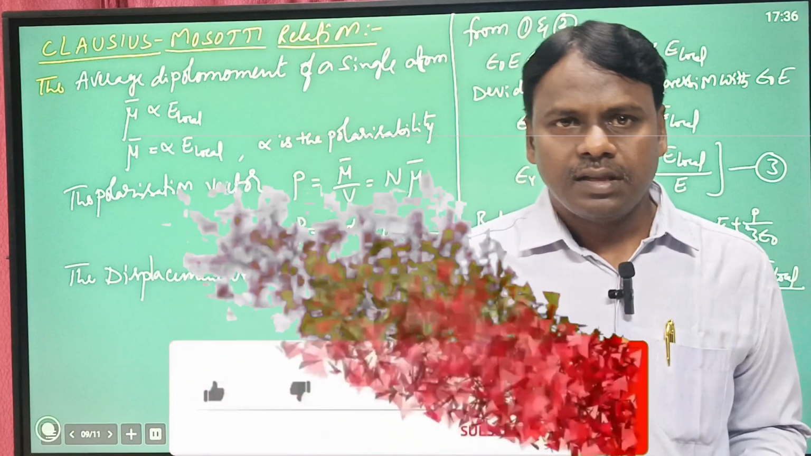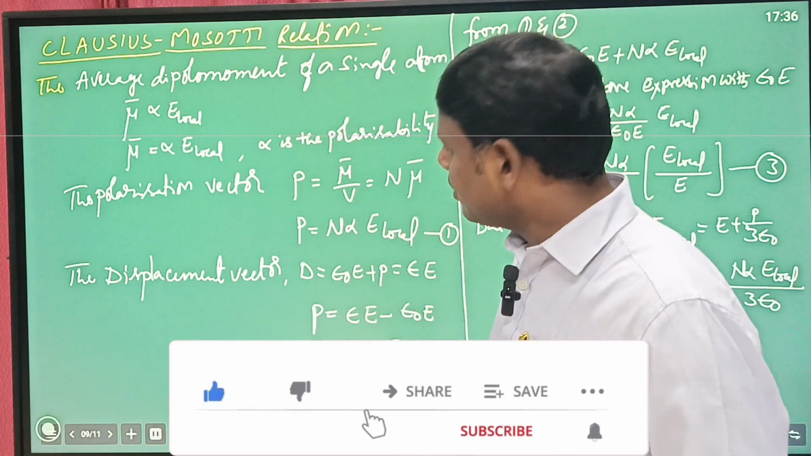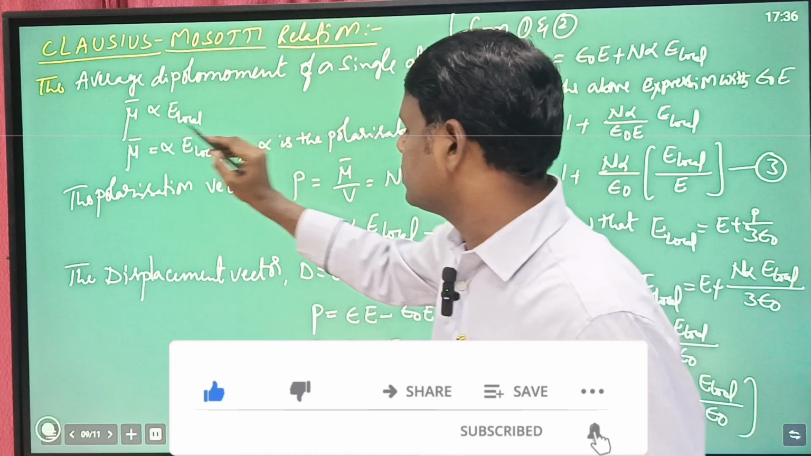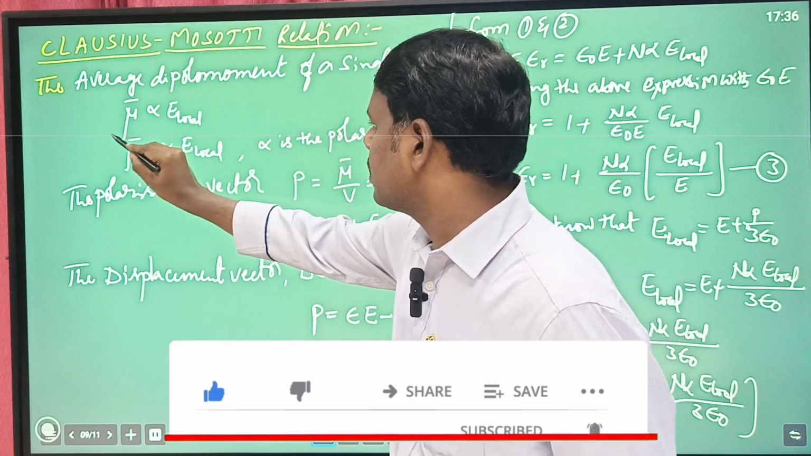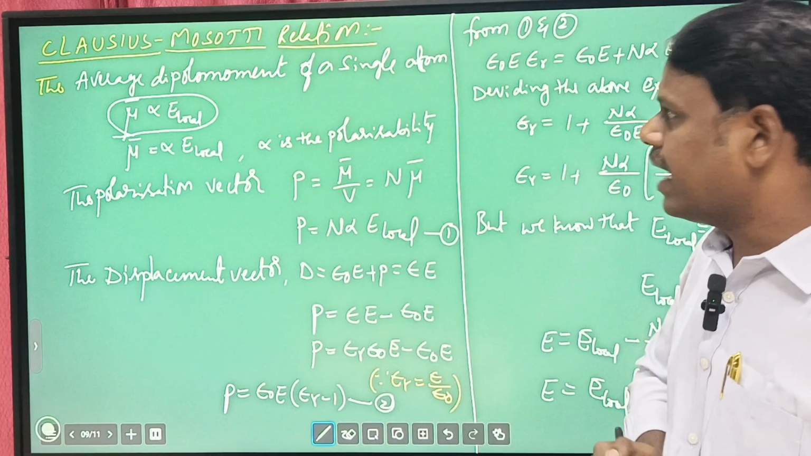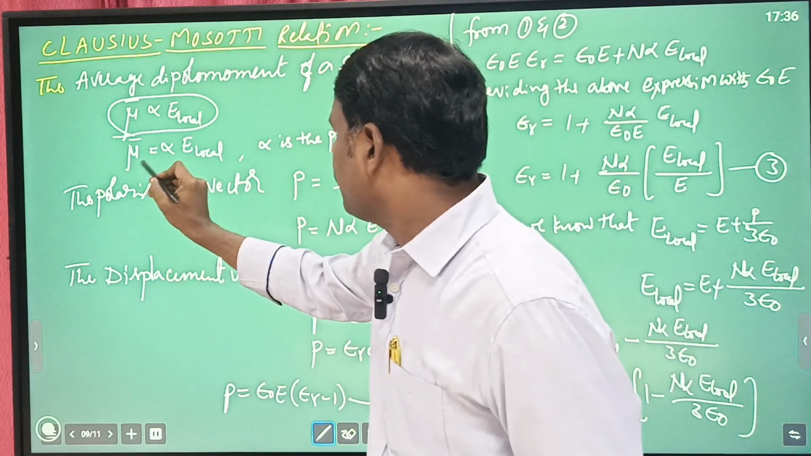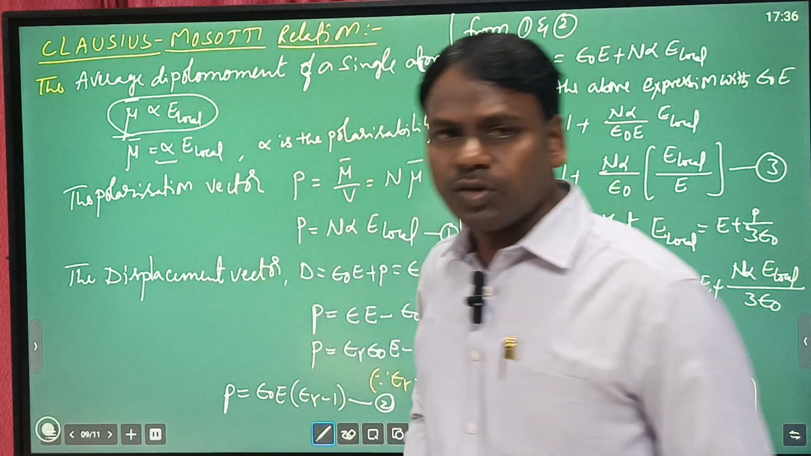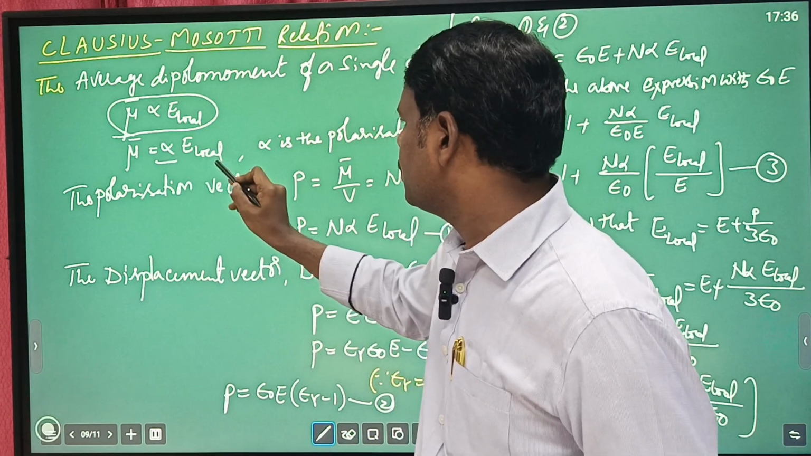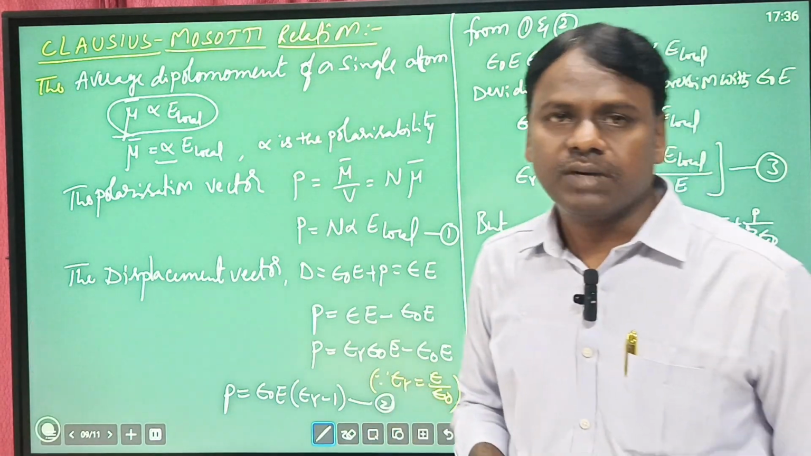Good morning, students. The derivation of Clausius-Mossotti equation. We know the average dipole moment of a single atom, mu bar, is directly proportional to E local. Mu bar is the average dipole moment of a single atom, and this mu bar is equal to some proportionality constant alpha into E local, where alpha is the proportionality constant, that is nothing but polarizability.